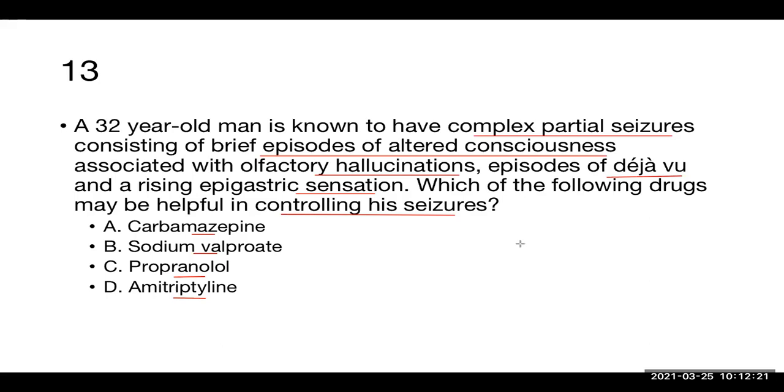Temporal lobe epilepsy. Yes, this is temporal lobe epilepsy, which has all these typical features: complex partial seizure, olfactory hallucination, deja vu, which is common there, and features of aura also. This rising epigastric sensation is a feature of aura. So this is temporal lobe epilepsy, and two drugs can be used here: carbamazepine and sodium valproate. Carbamazepine is typically used here, but sodium valproate is a broad spectrum anti-epileptic drug, so it can be used in any type of seizure or any type of epilepsy. So see, this is how you give explanation here. Okay, A and B.